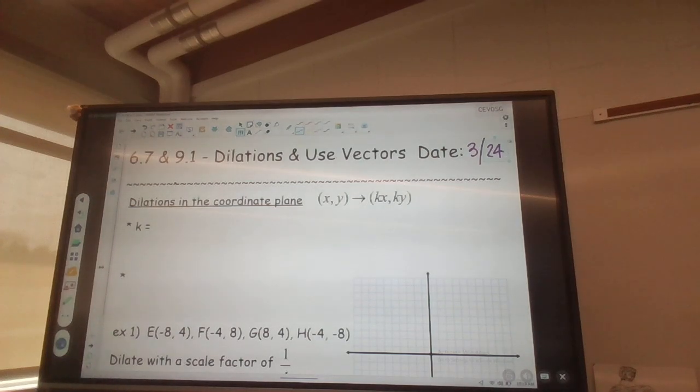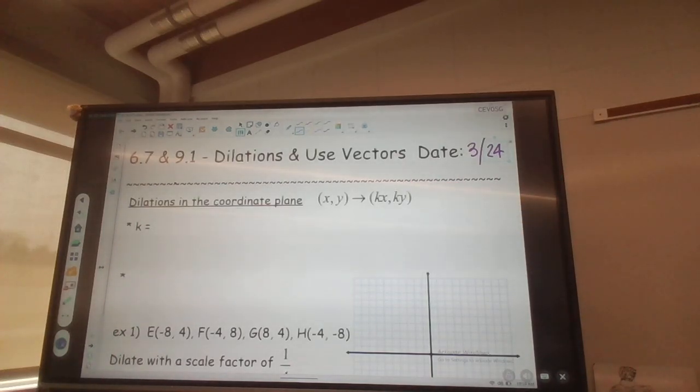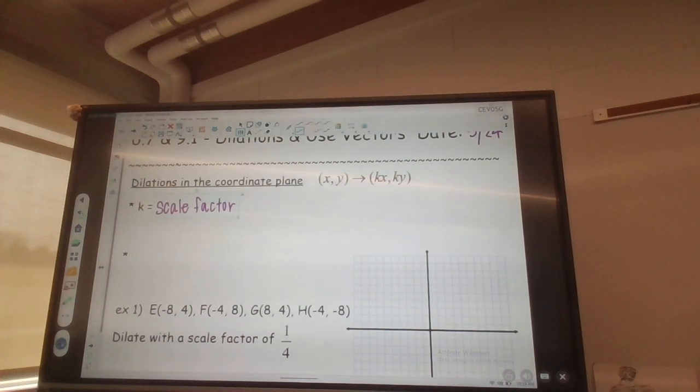Okay, so dilations, reminder, is when we either enlarge or shrink something. So make something bigger or smaller. And if you guys notice, similar to how we added or subtracted a number to the x and y here, now we're multiplying by something. So k is basically our scale factor. And that's how much we're enlarging or shrinking it. And depending on what k is, it's going to either enlarge or shrink.